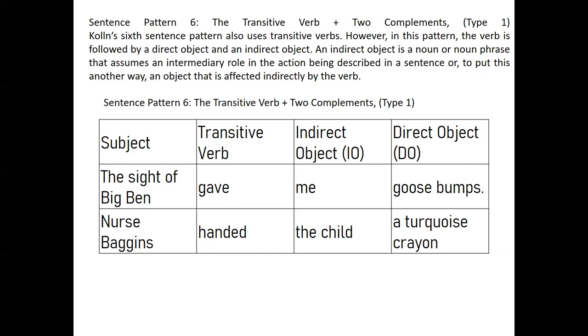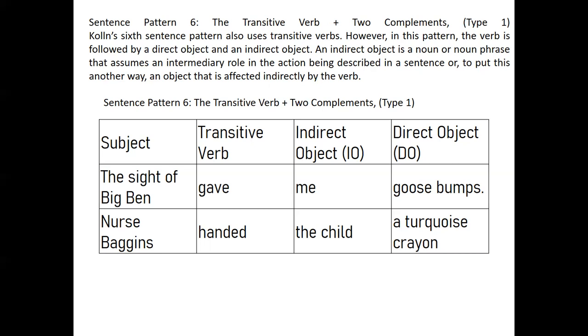So, the subject is the site of Big Ben. But the transitive verb is gave. What is gave? It is transitive, so it needs an object. The indirect object is the one who receives what is given. So, the site of the Big Ben gave me.